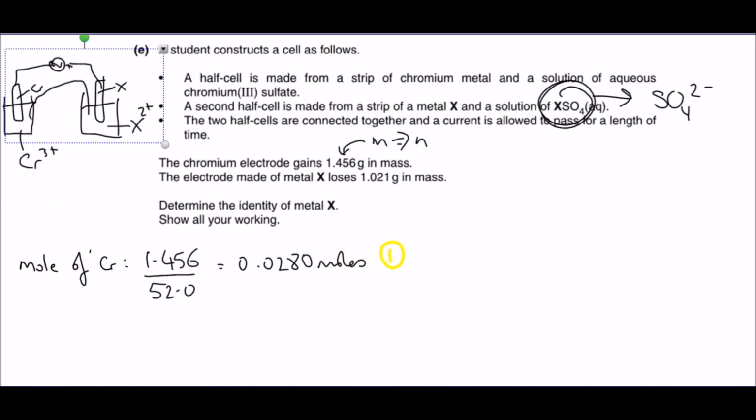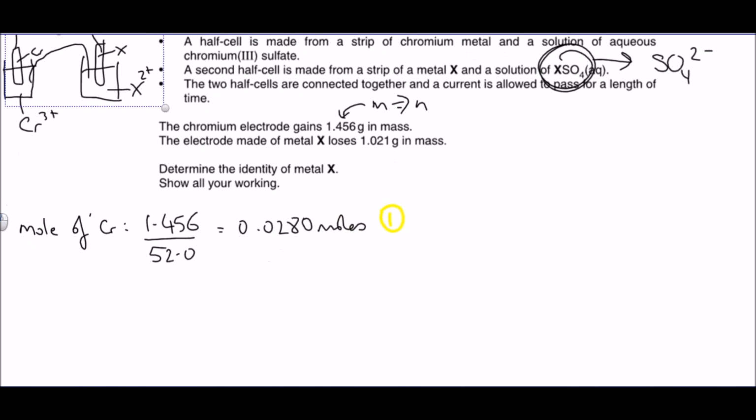Okay, next thing, we need to work out the moles of X. So for this we're going to need a ratio. So if you think about the things that are reacting, we've got Cr3+ and X2+. Common number with these charges is 6, so that means 2 chromiums are going to react with 3 X's. Okay, and if we identify that ratio, then we get the second mark.